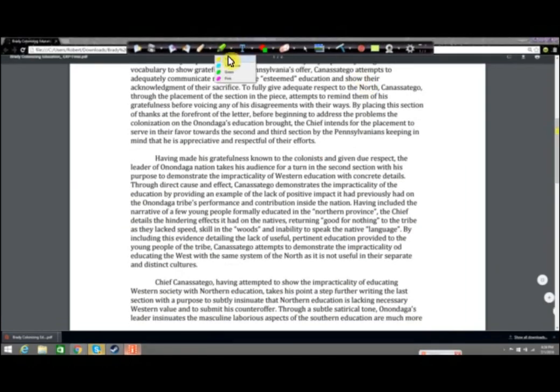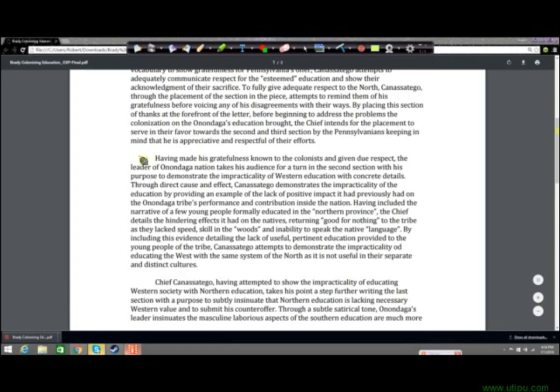What you also want to do is show movement and how the purpose is progressing as the piece goes on. So some kind of wording like this, like having made his gratefulness known, something that just shows that you're actually moving down the piece and you're taking the reader through instead of just listing things, that you're actually walking them through the essay and taking it bit by bit.